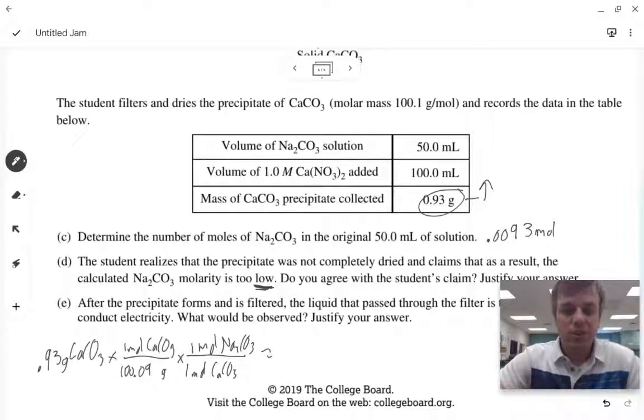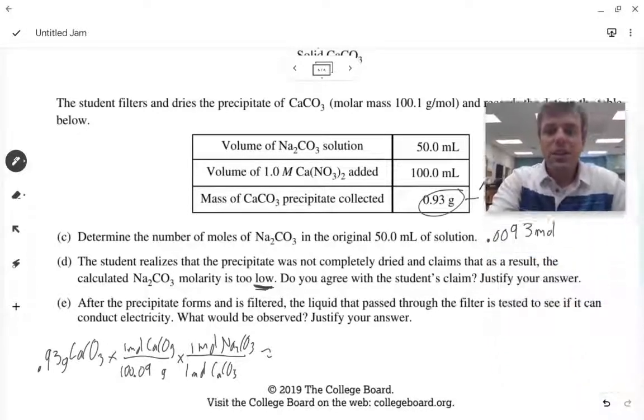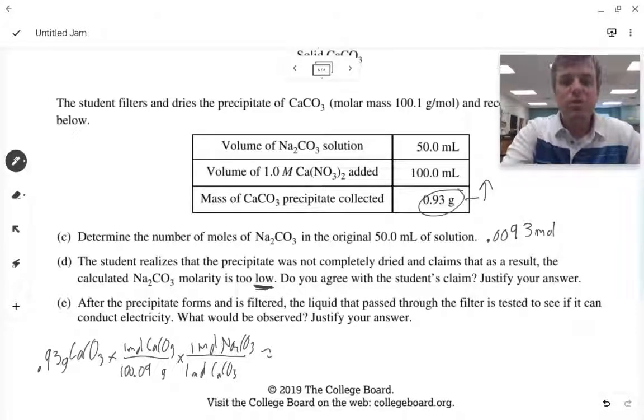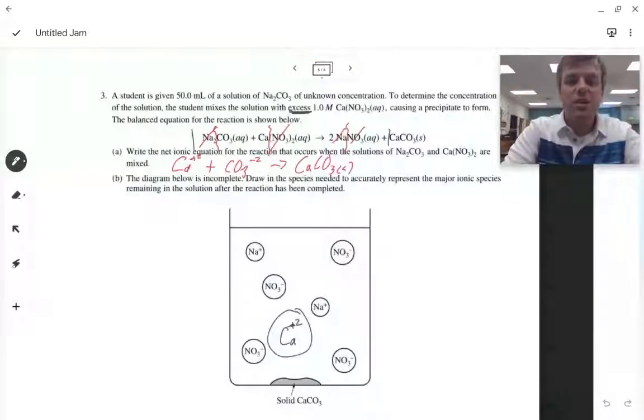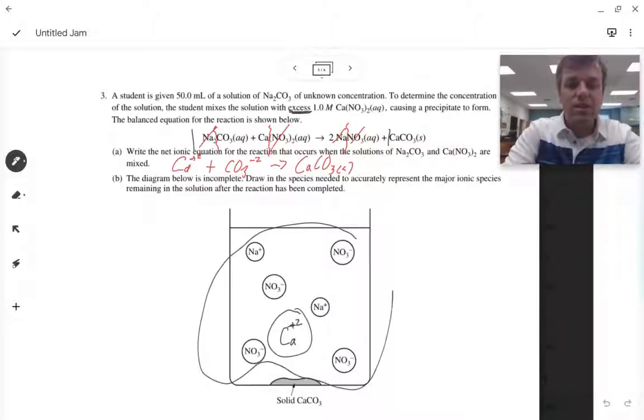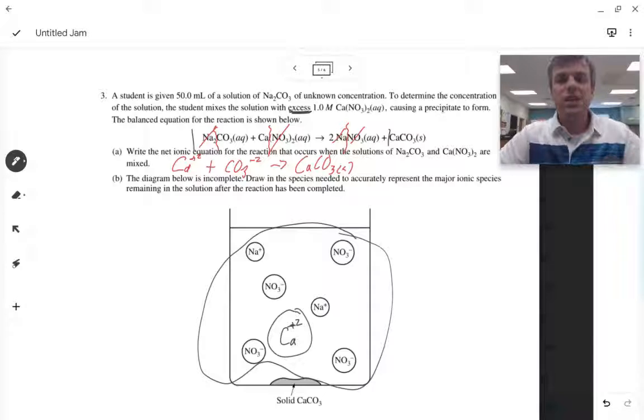And then the last thing it says, after the precipitate is formed and filtered, the liquid that passed through the filter is tested to see if it can conduct electricity. What would be observed? Justify your answer. Well, the liquid has all of these things in it. So there are ions of sodium, nitrate, and calcium still in solution. And since ionic compounds conduct electricity, the filtrate would conduct electricity. So that would be how you work through that problem.